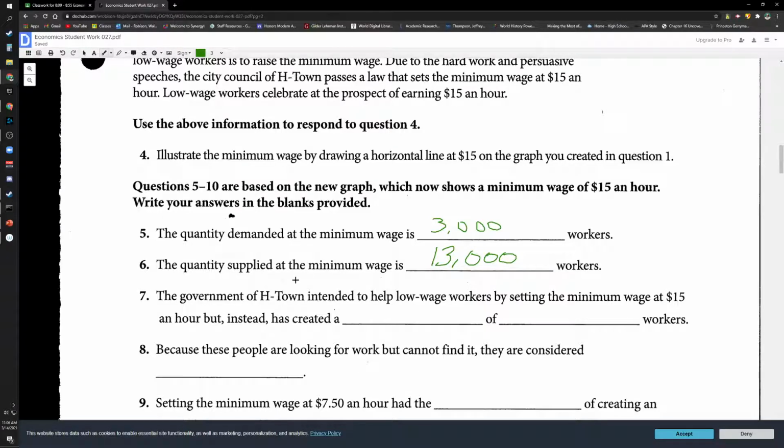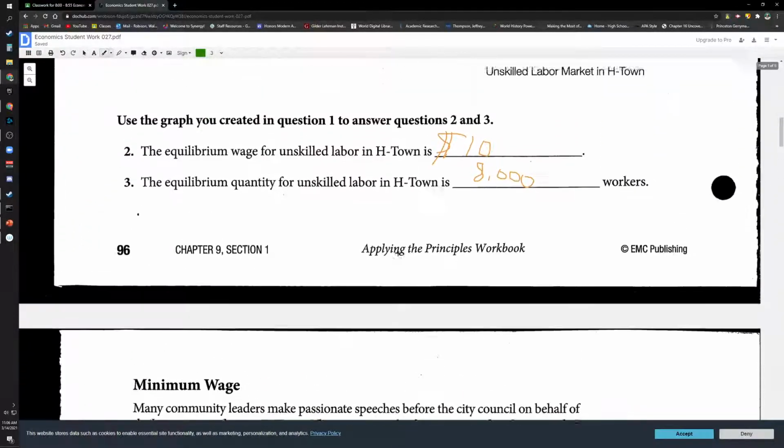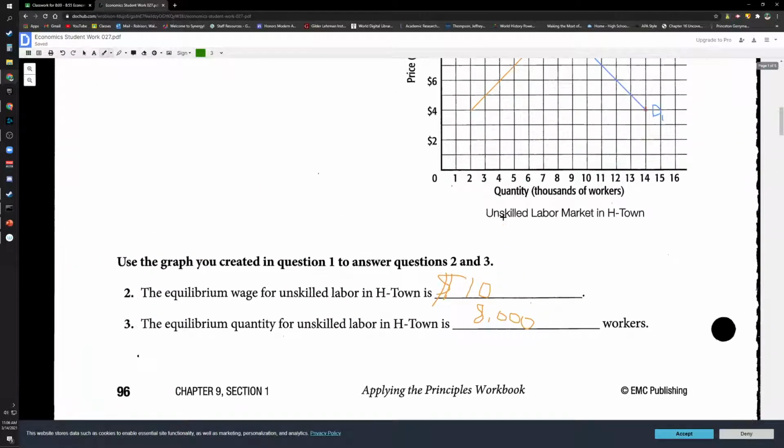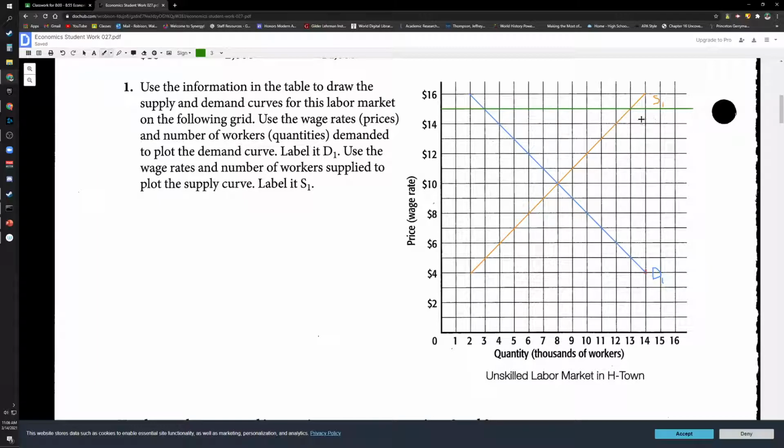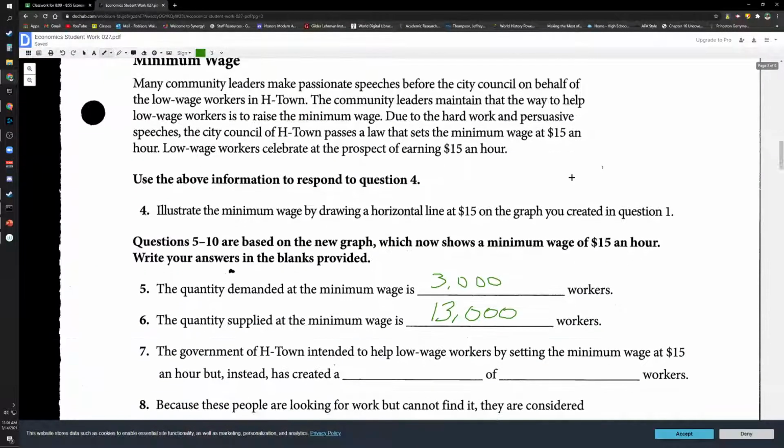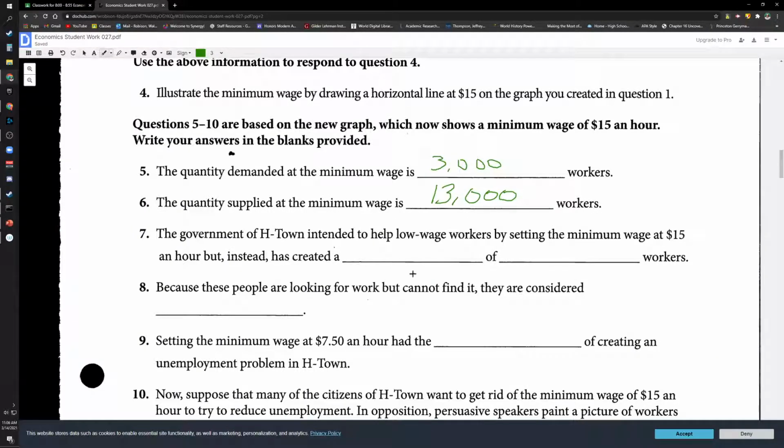The government of H-Town intends to help low-wage workers by setting the minimum wage at $15 an hour, but instead has created a what? Well, you guys can answer this. You already know the answer to these things. You've done this before, okay? If it's above equilibrium, what is that? You know what it is. It's a surplus, right? So what we'll do here is put in the word surplus.